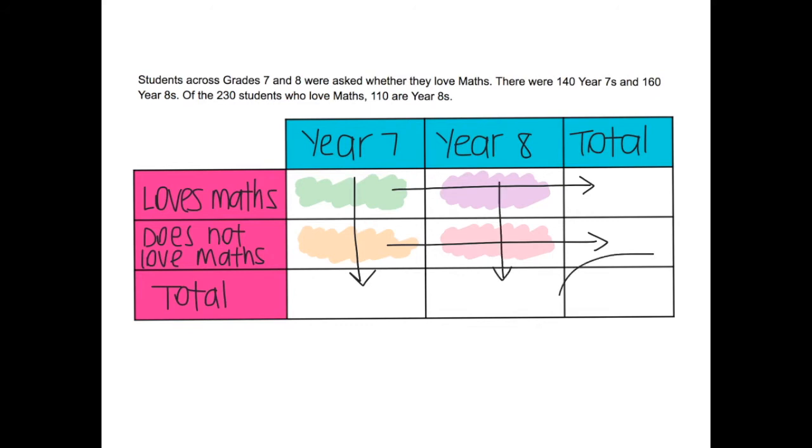Then to find the actual total number of students altogether, regardless of whether they're Year 7 or Year 8, or whether they love maths or do not love maths, we can either add going this way or going this way. Both of these calculations will give us the correct answer if the rest of the table is correct.